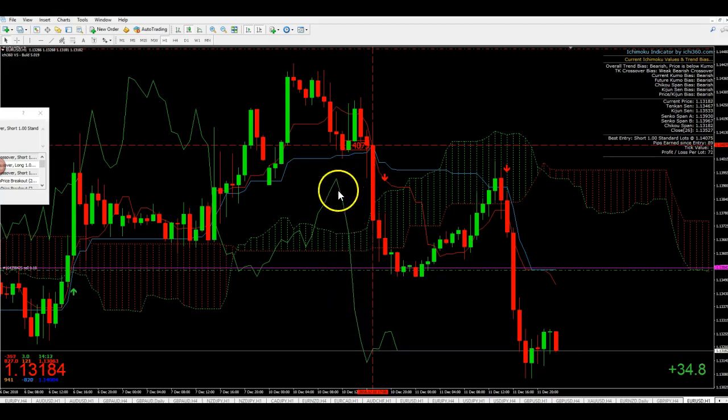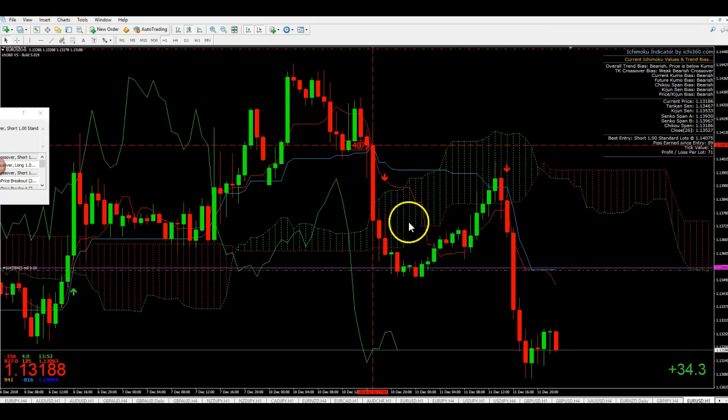The Chiku span breakout of the Kumo. So that's the fourth and most important confirmation to me. Some people do value the TK cross. They count it as important. Yes, it's important, but in this case, it would have been a weak signal anyway. What is regarded as a strong signal is when it breaks out at the bottom.